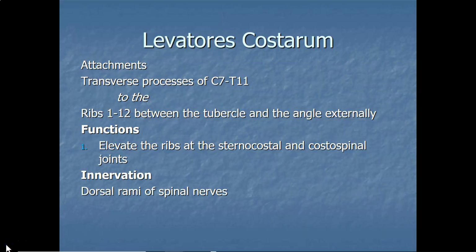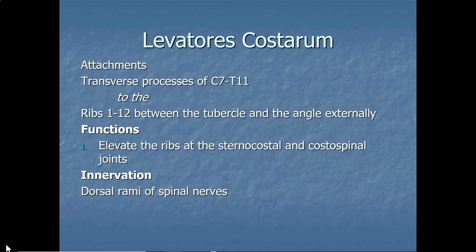What I want to talk about is something called levatores costarum. This is considered a back muscle because of its one attachment, but it is in fact actually a respiratory muscle. It does help in the movement of ribs when we're breathing. And so its one attachment is the transverse processes of C7 to T11 to the ribs 1 through 12 between the tubercle and the angle externally. So you can see that's from a TVP to a rib.